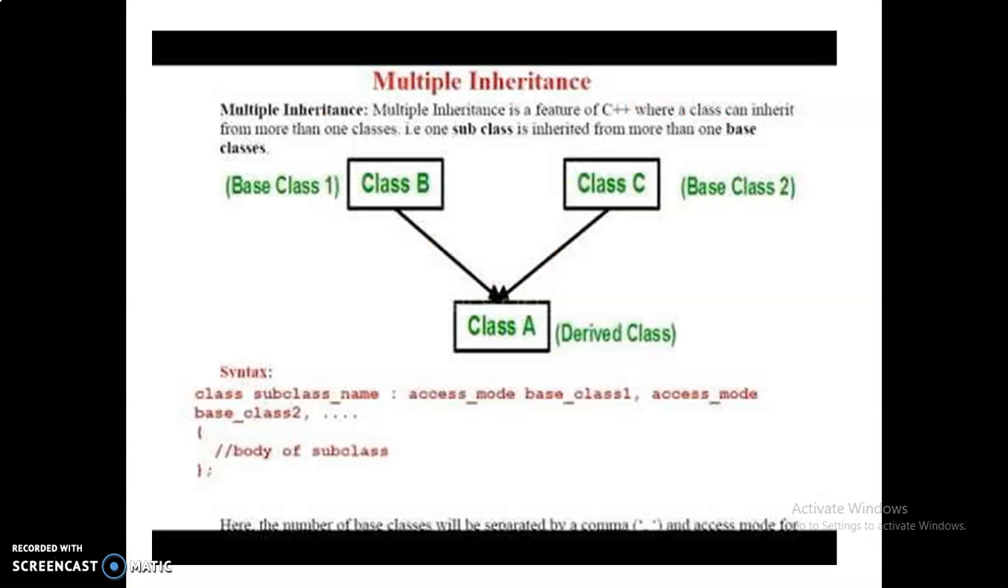And then multiple inheritance. Multiple inheritance is a feature of C++ where a class can inherit from more than one class. That is, one subclass is inherited from more than one base class. Here, this is the derived class. This derived class has two base classes, class B and class C. So the syntax of multiple inheritance is class, subclass name, colon, access mode, base class 1, comma, access mode, base class 2.